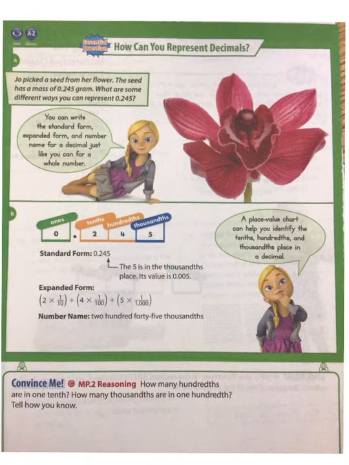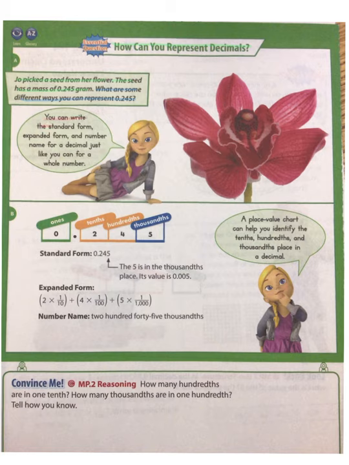Today you are going to learn how you can represent decimals. Joe picked a seed from her flower. The seed has a mass of 245 thousandths gram. We want to know what are some different ways you can represent 245 thousandths.